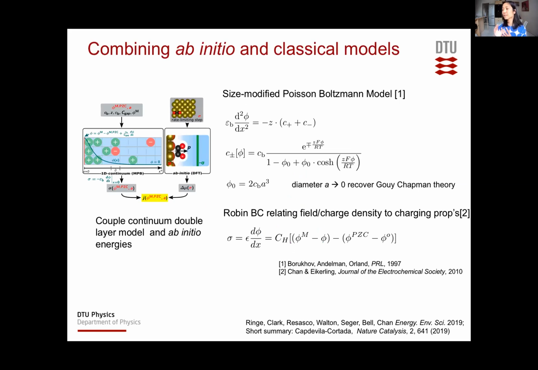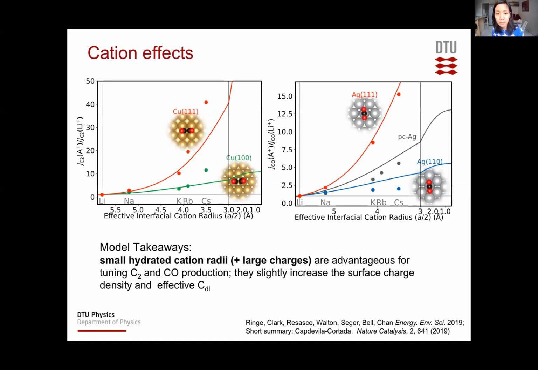We can account for this in a continuum way in conjunction with our constant charge simulations of the stability of the adsorbates, as illustrated here. This is something we can account for using a modification of the classic Poisson-Boltzmann model, where we add a volume exclusion term that goes to zero in the limit of infinitesimally small ions, where we then just recover the classic Gouy-Chapman theory of the interface. We have a boundary condition in our continuum model that relates the field and charge density to the charging properties. And these are the results of our model.